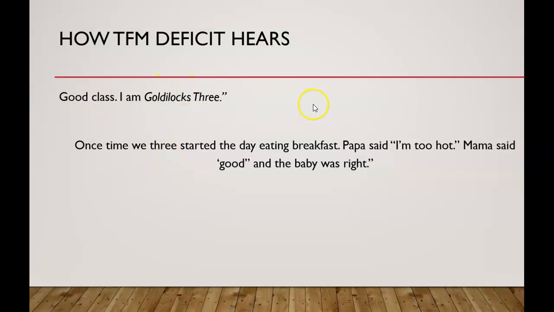And this is that same story, Goldilocks and the Three Bears, and how we think that a tolerance fading memory person may hear it. This child may know that there's a papa and a mama and a baby, but do they know it's bears? Probably not. So again, lost in the classroom.